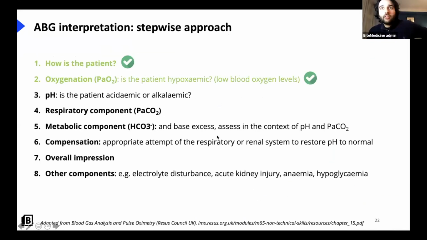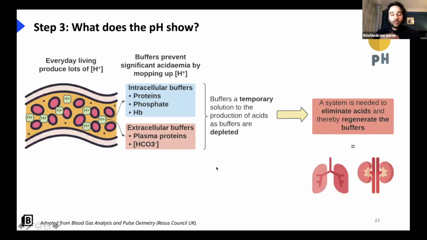So moving on from oxygenation, we now need to consider what the patient's pH is and whether they're acidemic or alkalemic. So a little bit of background regarding pH, and this concept of hydrogen ions. Well, the first thing we need to consider is the fact that the human body obviously undergoes lots of different reactions. H+ ions, hydrogen ions are produced, and we need a system in order to tightly control our pH within our physiological range. There are intracellular and extracellular buffers.